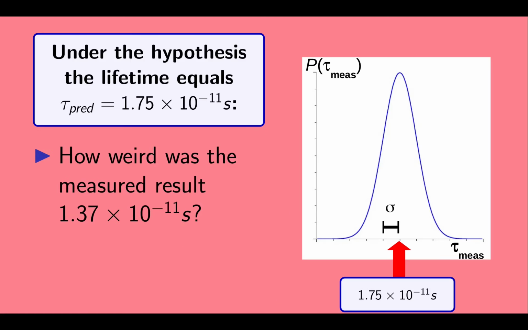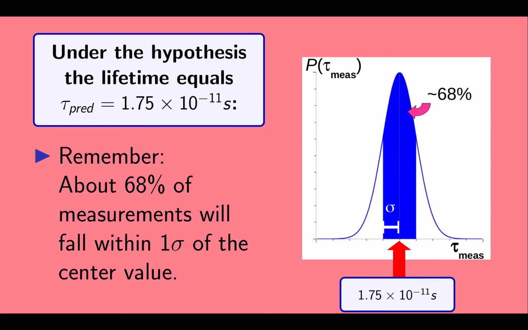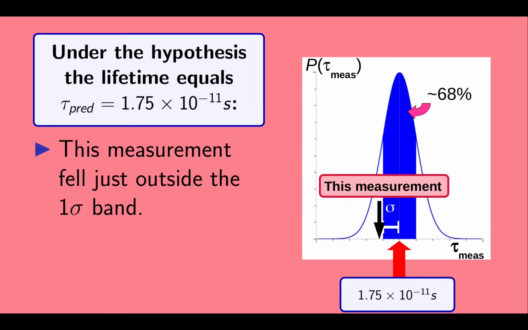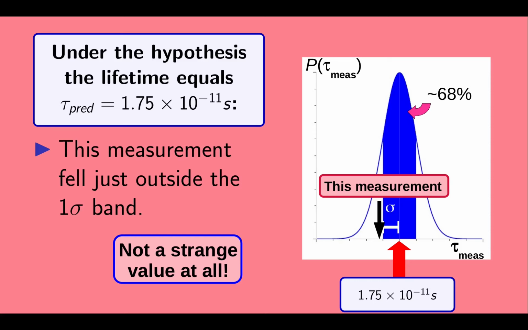Okay, so under the hypothesis that the prediction of the model is correct, how weird was the measured result? Well, under the hypothesis, about 68% of measurements will fall within 1 sigma of the central value, which means about 32% will fall outside that range. This measurement fell just outside the 1 sigma band. So this value is not strange at all.